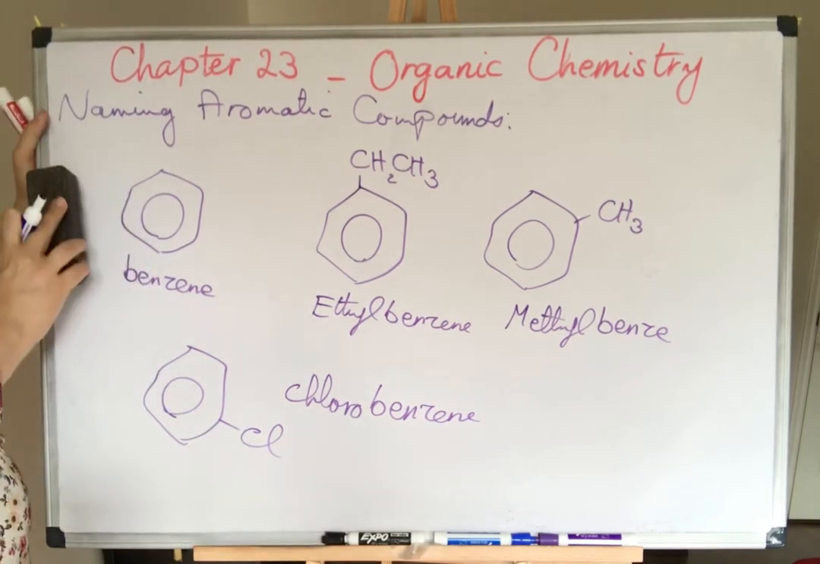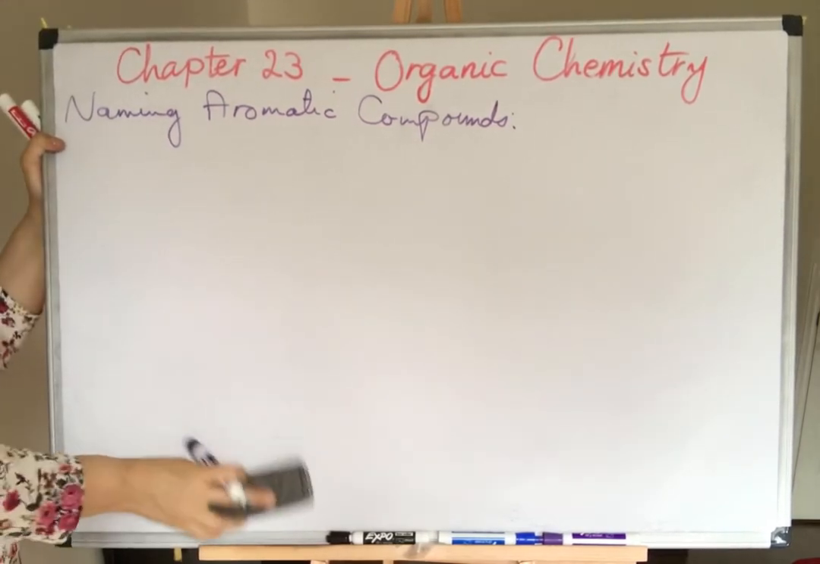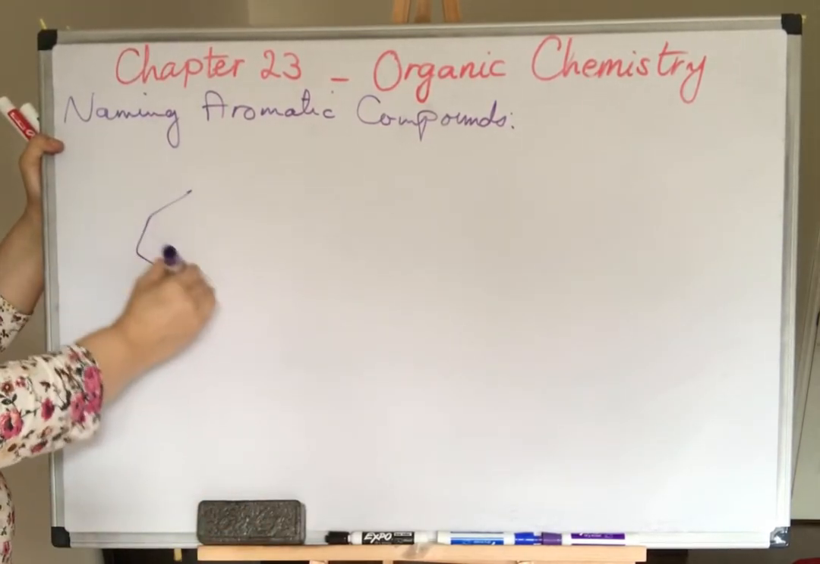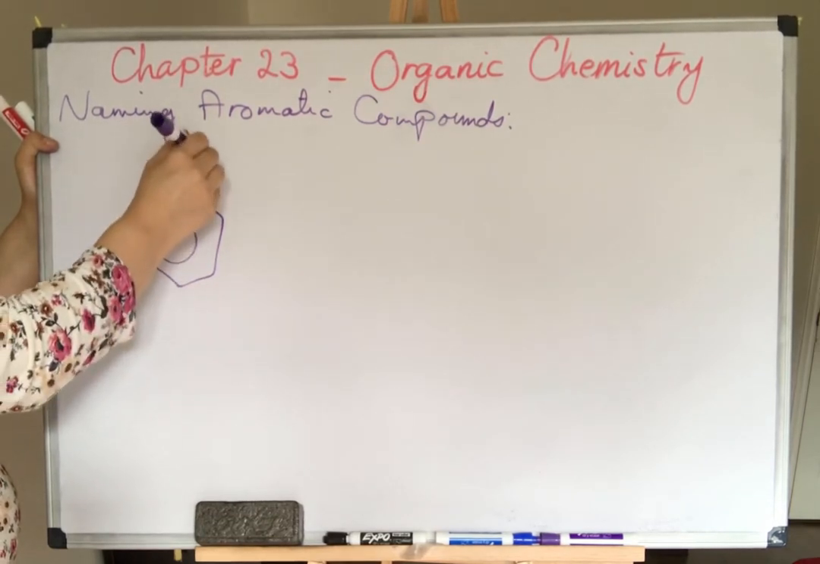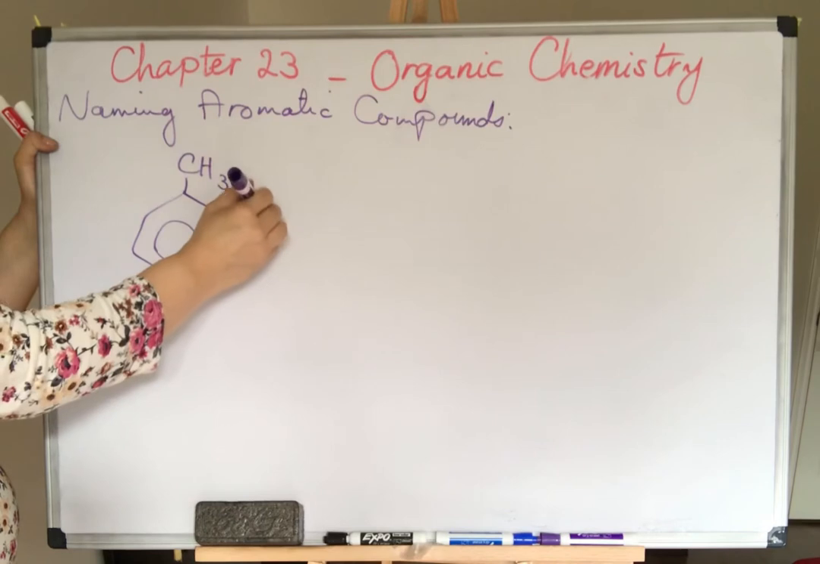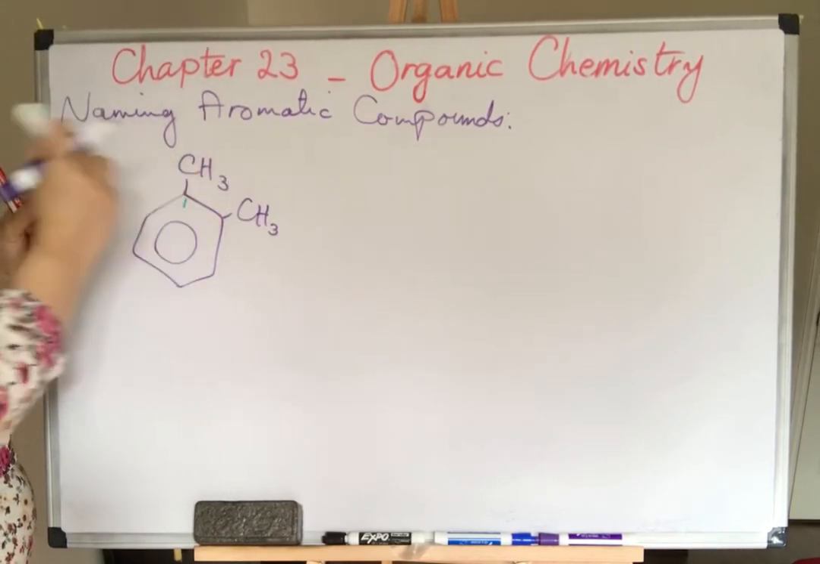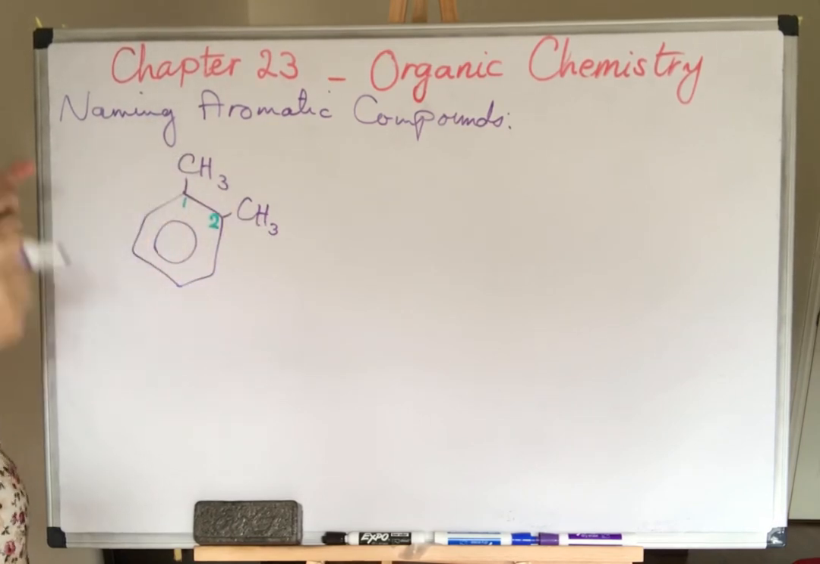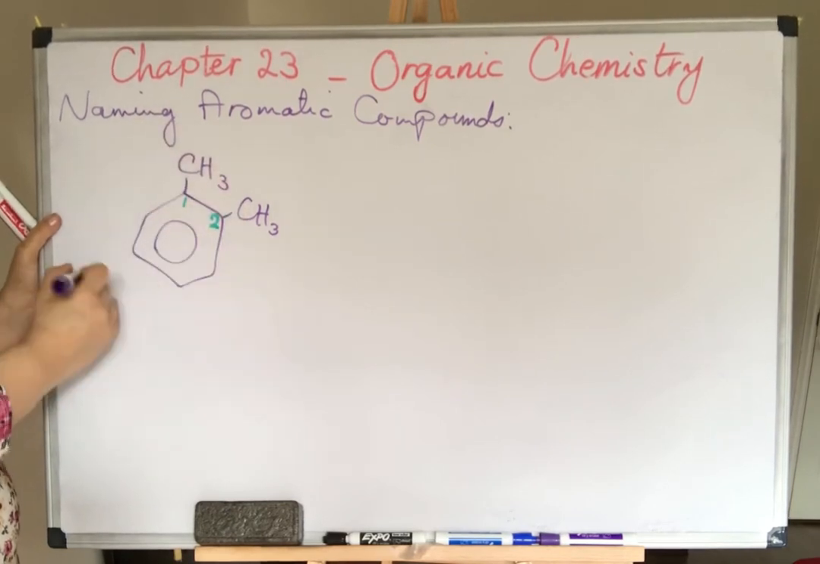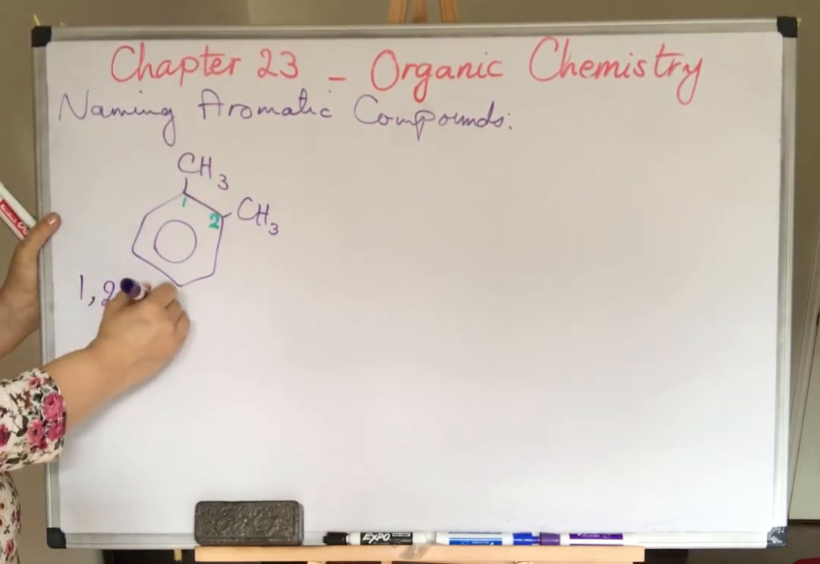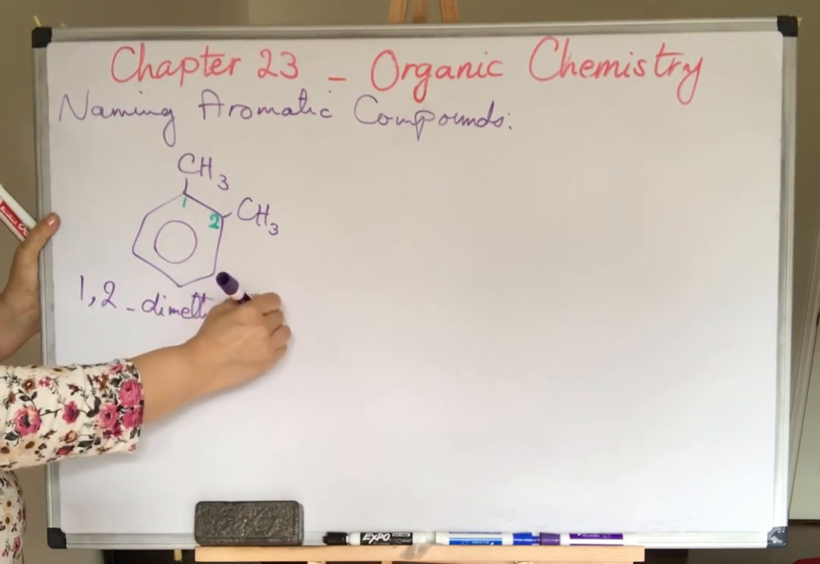Now, what if you have more than one substituent or more than one branch on the benzene ring? Depending on where they are, if we numbered this carbon number 1 and this is carbon number 2, it's 1 and 2 dimethylbenzene, right? 1 and 2 dimethylbenzene, correct?